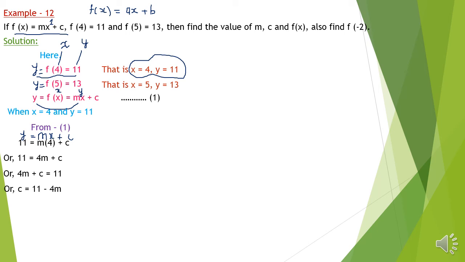Now we have to do the next part here. This part, x is equal to 5 and y is equal to 13. Same, this is equation 2. From equation 1 we will replace the value of x as 5 and y as 13.